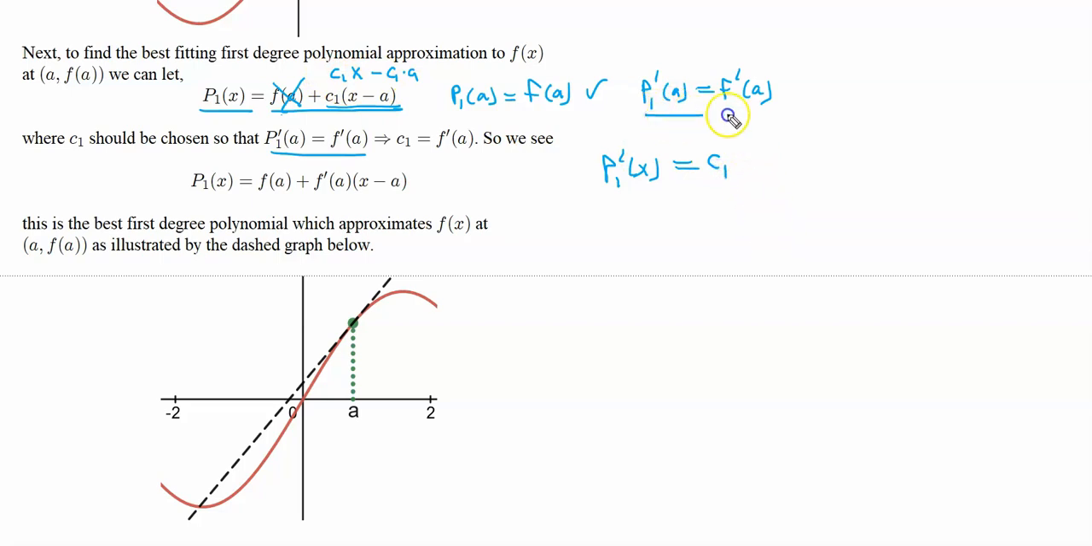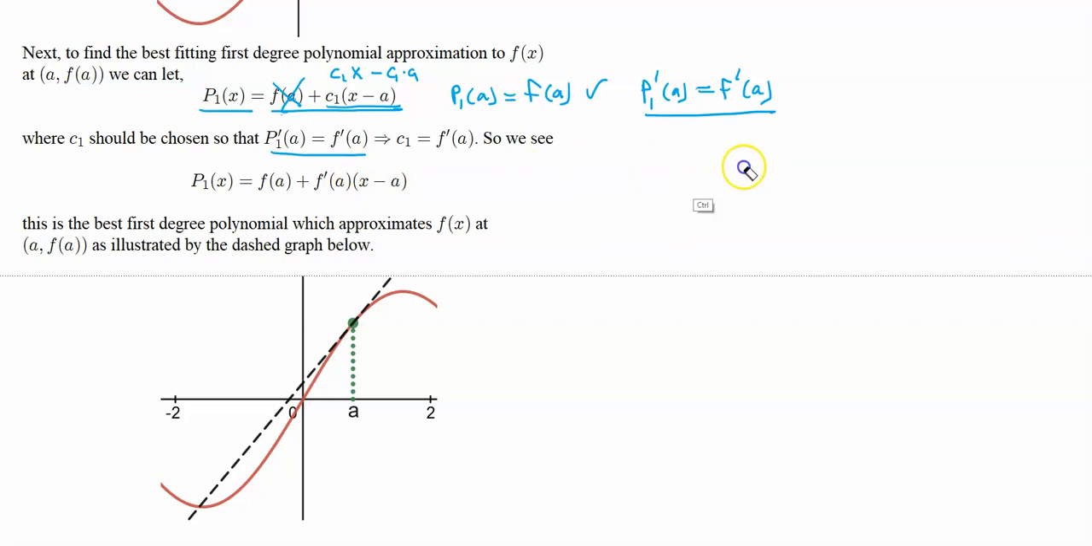Okay, so for this to hold, then we need c1 to equal f prime of a. So here we go. Right there is our best first degree polynomial approximation at x equaling a. Notice that this is a first degree polynomial approximation because it's x to the first power right here.